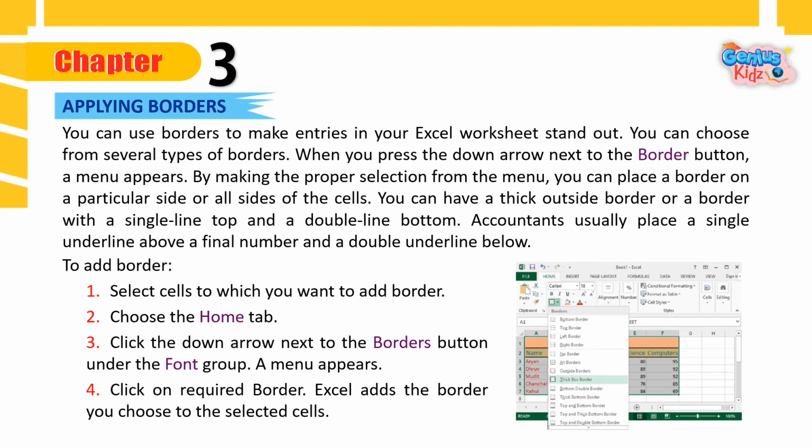To add border. 1. Select cells to which you want to add border. 2. Choose the Home tab. 3. Click the down arrow next to the Borders button under the Font group. A menu appears. 4. Click on Required border. Excel adds the border you choose to the selected cells.